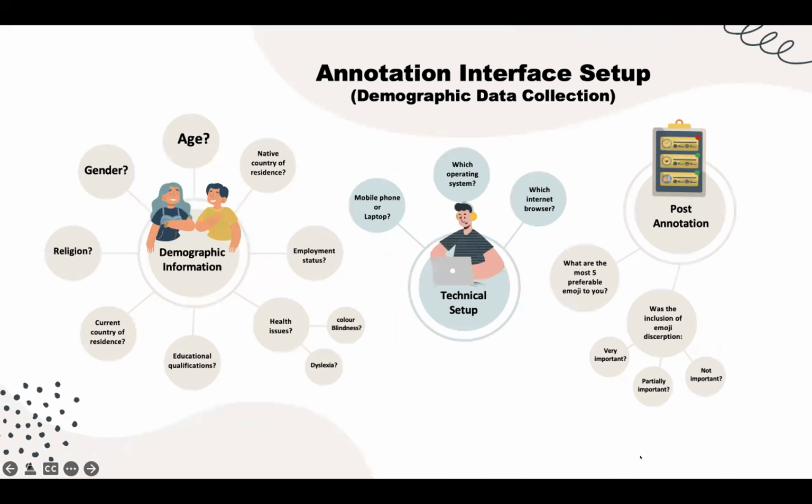The forms have a section where we collected some demographic information about the participants. This includes age, gender, religion, and whether they suffer from health issues like dyslexia and color blindness. We also asked about some technical setups like the device used, operating system, and web browser. After the annotation task ended, we asked the participants to share with us the 5 emoji they use most, and whether the inclusion of the emoji names was important or not.